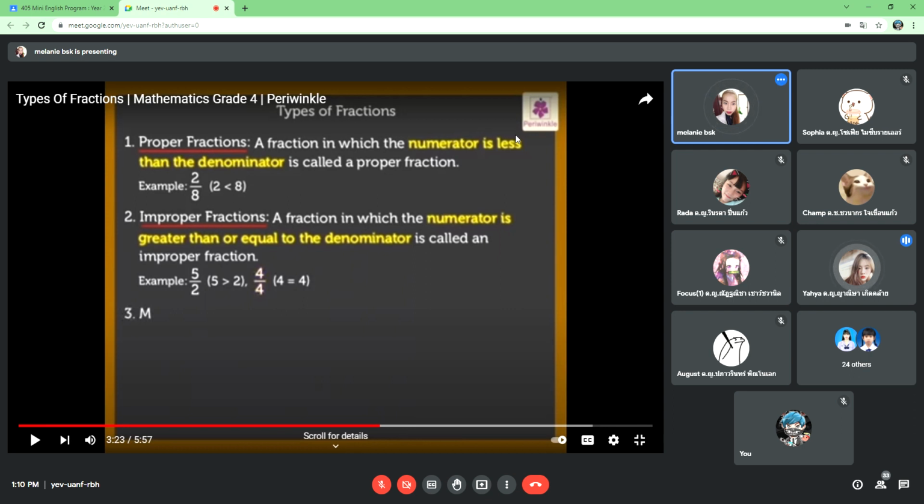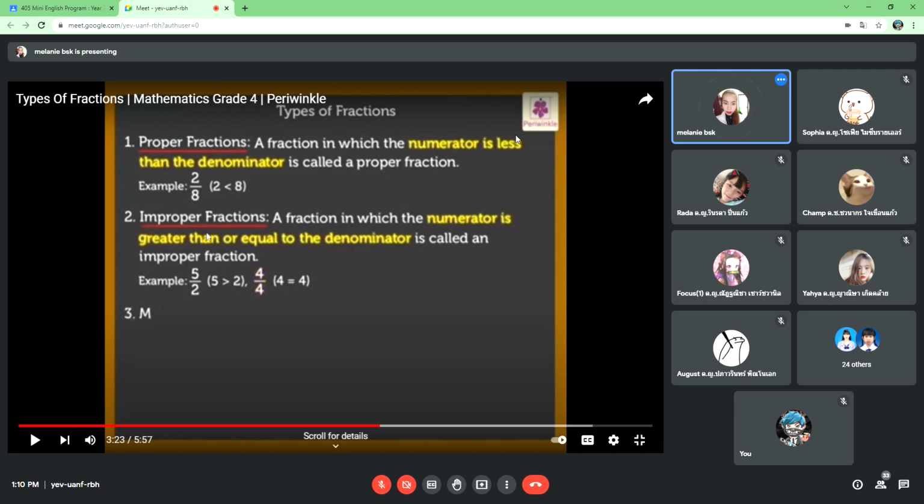Okay, so if we have the proper fraction, we have the improper fraction, the opposite. Proper fraction, the numerator is less than the denominator, while the improper fraction, the numerator is greater. Okay, we have here another example.